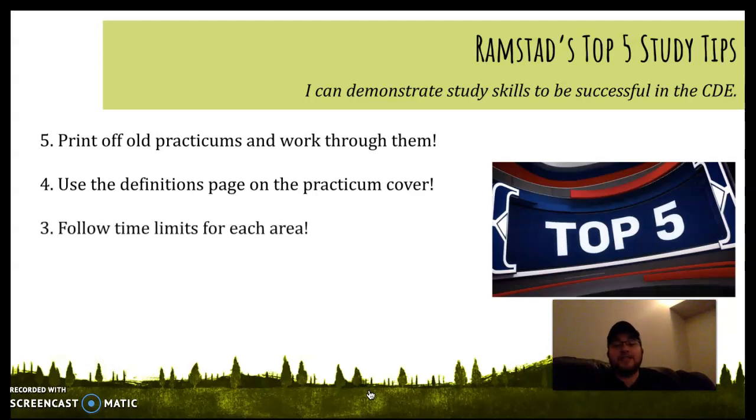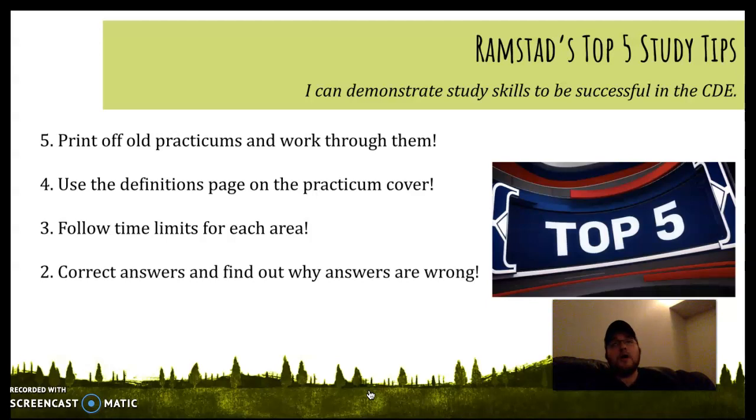Number 3, as you're studying, follow the time limits for each area. So you only have an hour to do the written exam and you have 2 hours for the practicum. So when you're studying at home, be sure to follow those time limits so that you're not pressed for time at the regional or state competition.